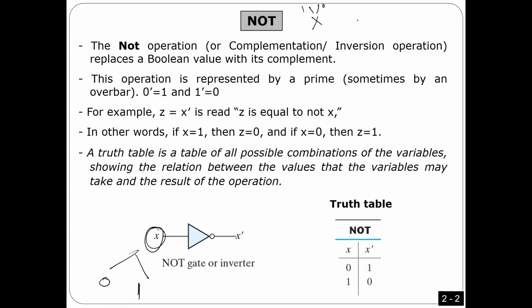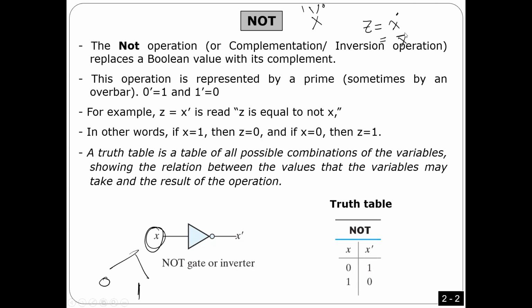I can say, for example, z equals x prime. This is an operation. Or sometimes, by the way, we can put a bar this way. It's the same thing, so if you see a bar or x prime, it's the same thing. This is an operation. So what does this mean? It means the variable z is equal to the NOT, or the inverted value, of x.